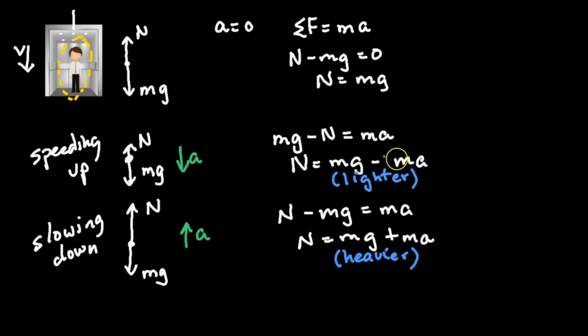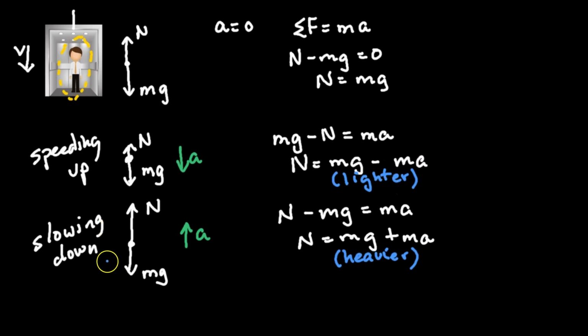Notice the significance here is that normally our normal force is equal to mg if the elevator is not moving or moving at constant speed. But because it's accelerating downward, we're subtracting ma from mg, and so we're going to be feeling lighter than normal.